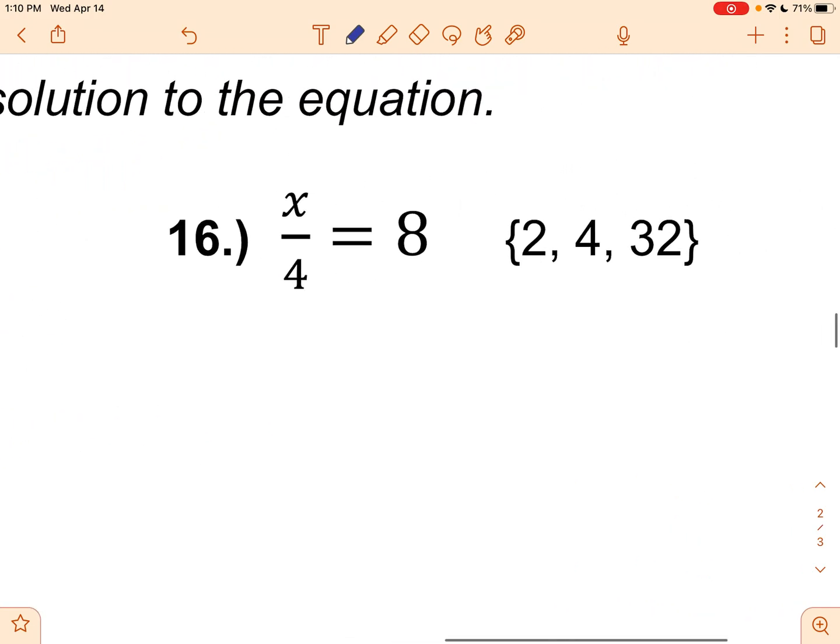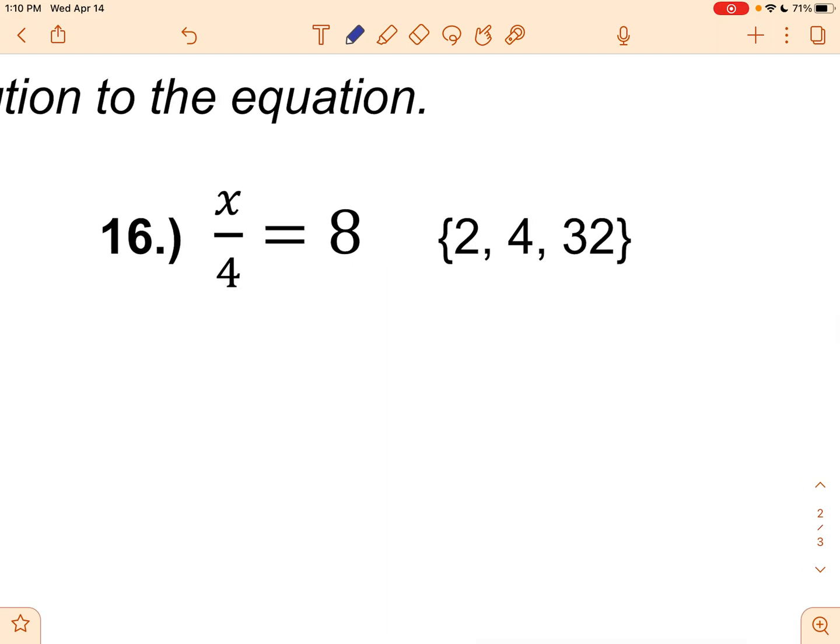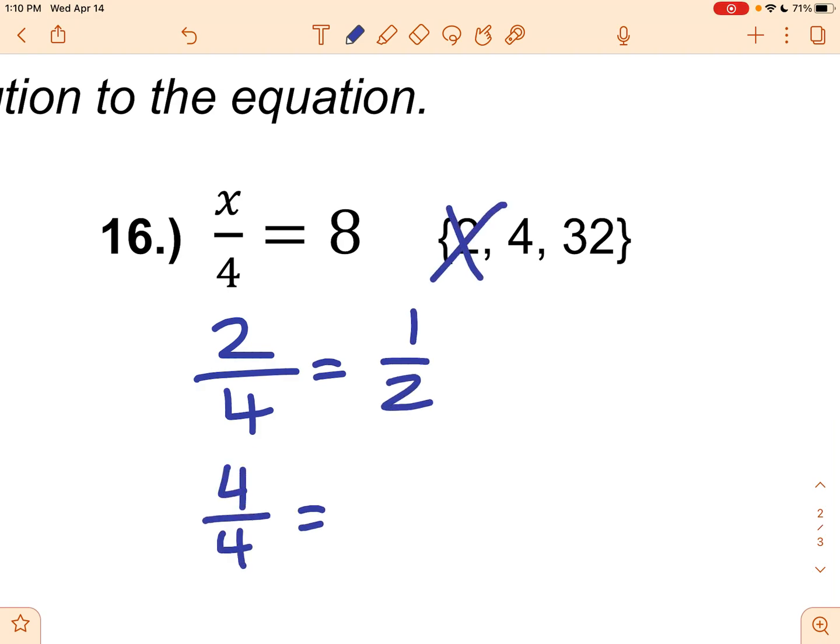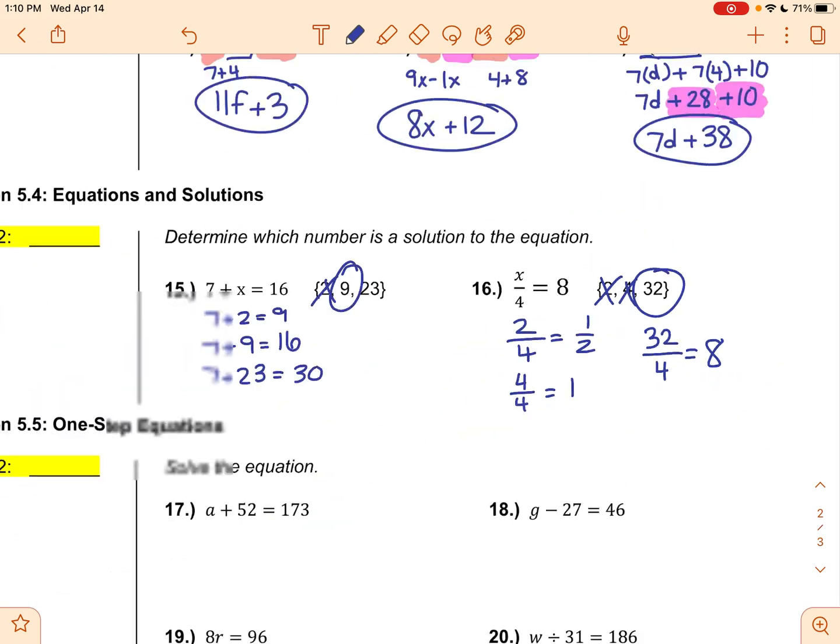Fabulous. Number 16. X divided by 4 is equal to 8, so let's try it. 2 divided by 4 equals 1/2. That's not 8. 4 divided by 4 equals 1. That's not 8. But 32 divided by 4 does equal 8, so 32 is your answer.